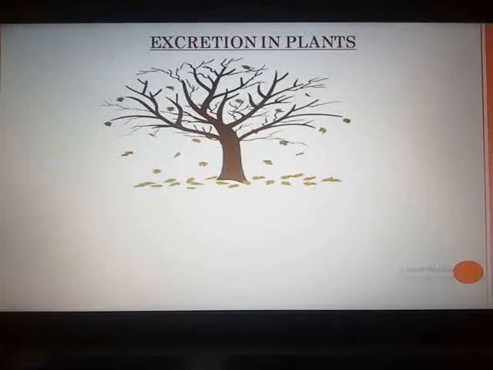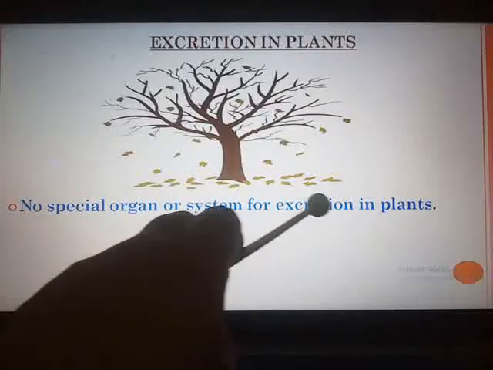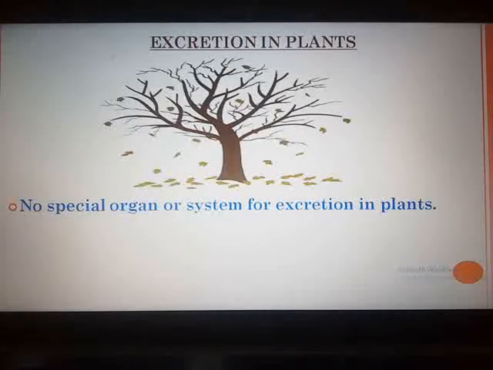Are there any definite organs which help in this process? If you see, excretion is a very simple process in plants as compared to human beings and animals. There is no special organ or system for excretion in plants. Later on, when you study excretion in human beings, you will come to know that special organs are allotted: kidneys, urinary bladder, urethra. But in plants, there is no special organ or system.